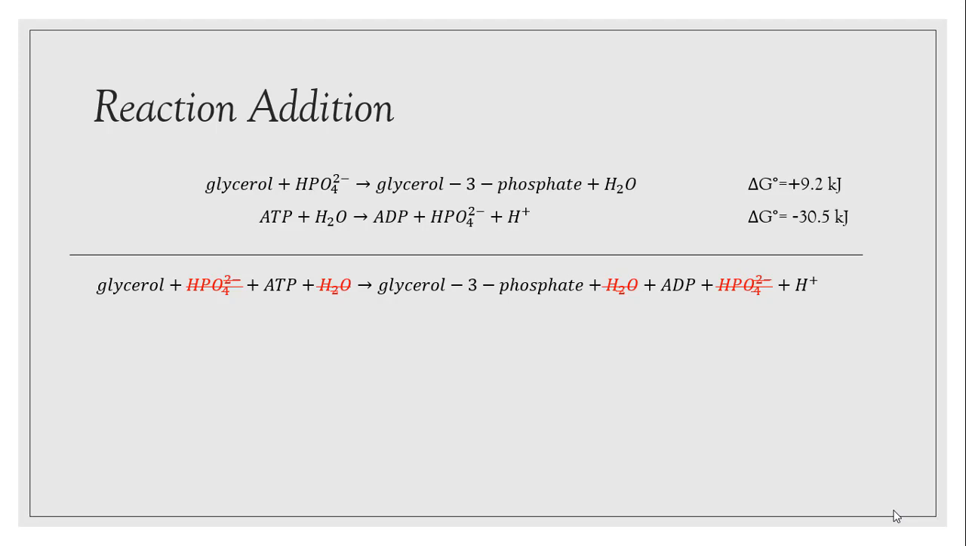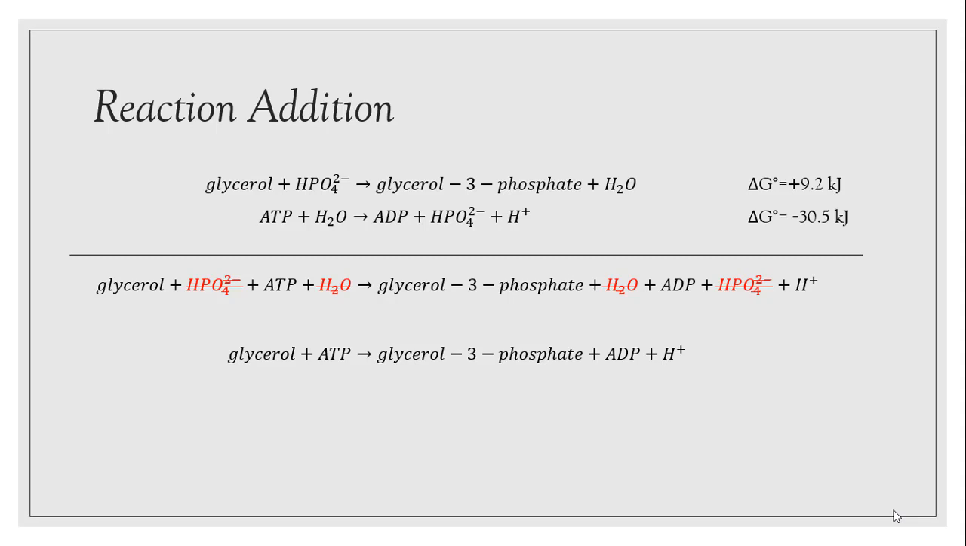Once we've gotten rid of the terms that are on both sides of the reaction, we have the net reaction, and this is glycerol plus ATP going to products to form glycerol 3-phosphate plus ADP plus a hydrogen ion. So here we can tell that at a 1-to-1 ratio, reactions A and B were able to cancel the terms that were on both sides. And now we can go on to the delta G naughts.